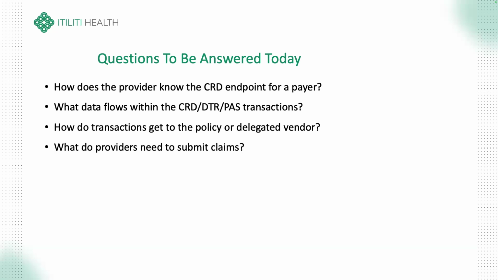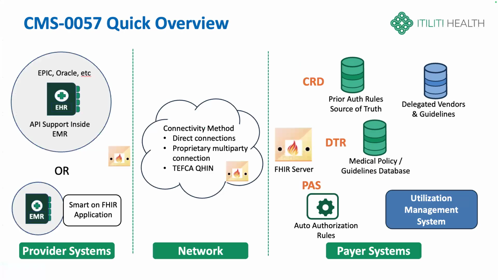And what are some of the key data elements that are needed in order to really tie all of this together, from the process of a provider requesting a prior authorization, getting that information through to the delegated vendors, or getting policy data from guideline vendors, and then ultimately getting that back to a claim. So that's the overriding topic we're going to talk about.